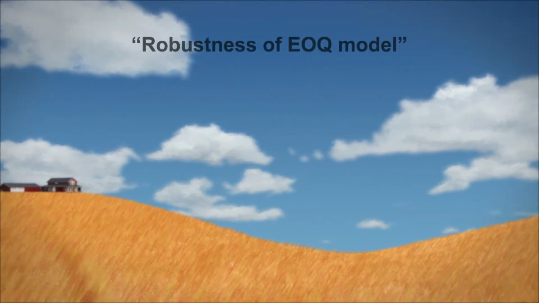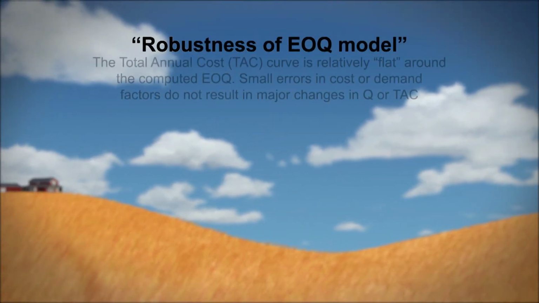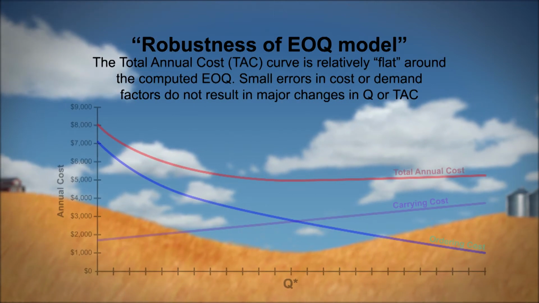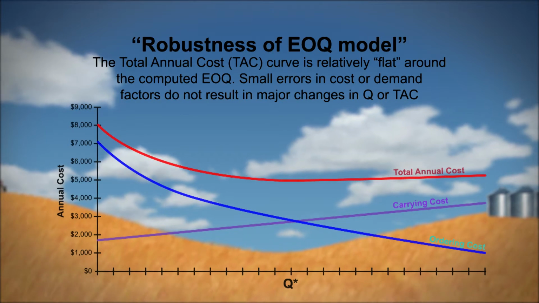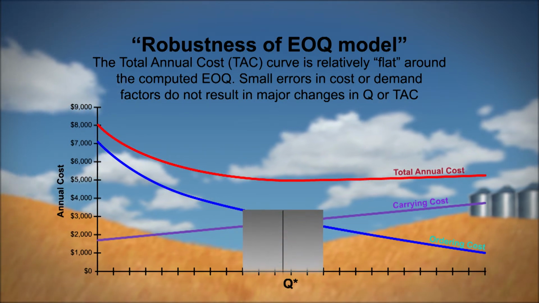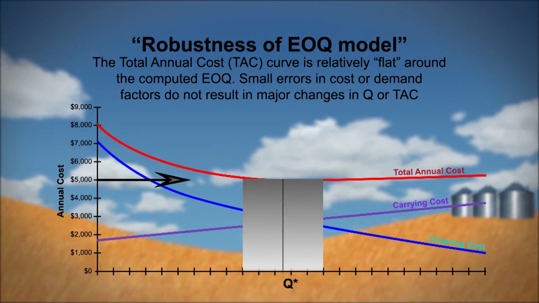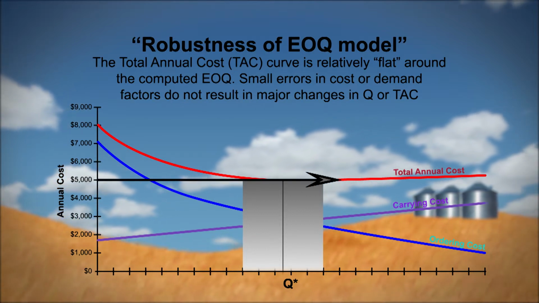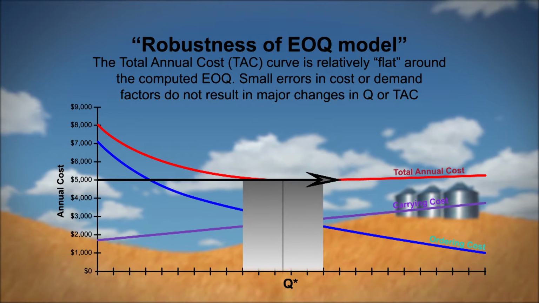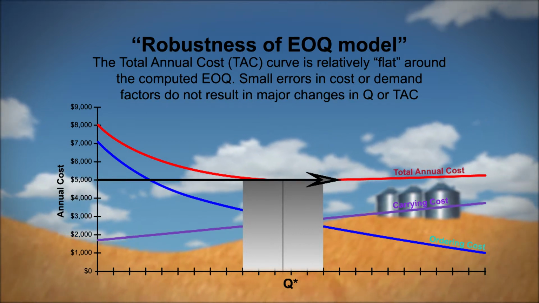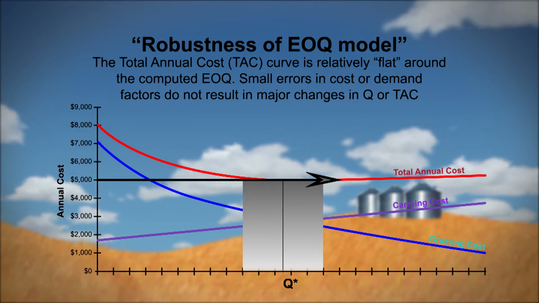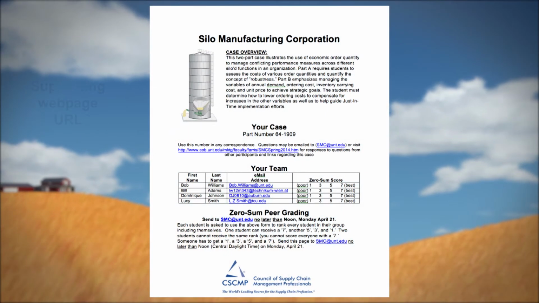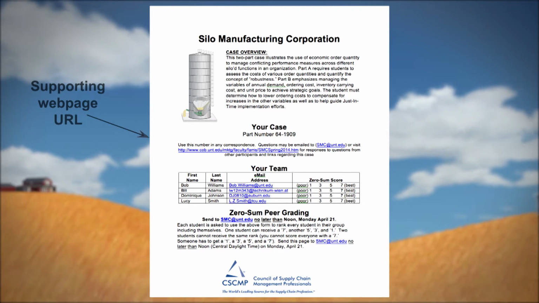Now, I mentioned robustness earlier. What does this mean? It turns out that the EOQ model is very forgiving if you violate these assumptions. Once you determine the optimal Q, you'll find that a change in the quantity close to Q results in a very small change in cost. In other words, once you find Q, you can violate the assumptions and still be as close to optimal as possible.